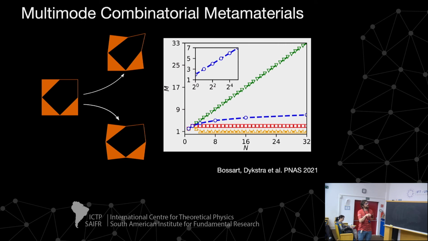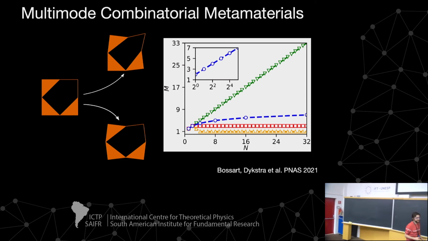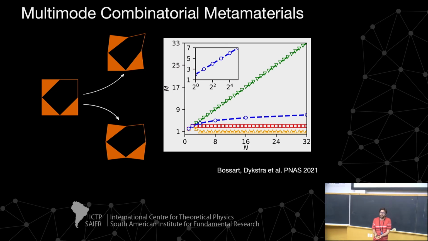Sometimes the number of floppy modes grows logarithmically if you make a quasi-crystal with this. And interestingly, you have an example where the number of floppy modes is actually constant, but more than 1. We call that oligo-mode because it's a few, but more than 1. That's interesting because it means you have a material with more than 1 response, more than 1 shape change, so more than 1 smiley face, ultimately, right?